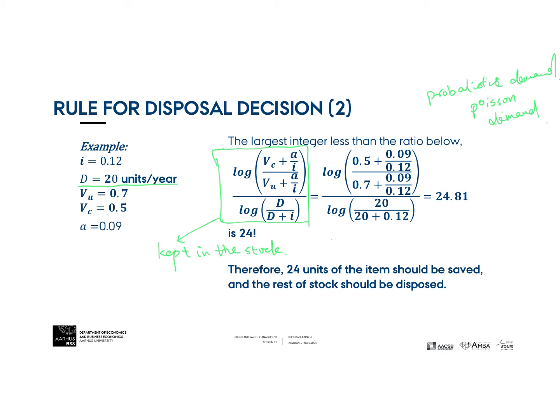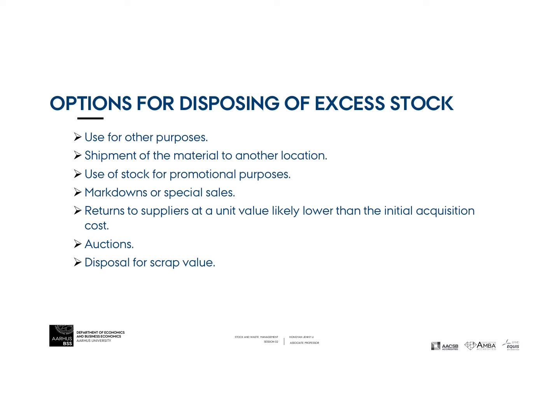For example, we have the parameters given on the left-hand side, and we calculate this value, then we get 24 units that should be kept. If your inventory is more than 24 units, of course the rest of the stock should be disposed. Actually, how many units to dispose is not really a challenge.